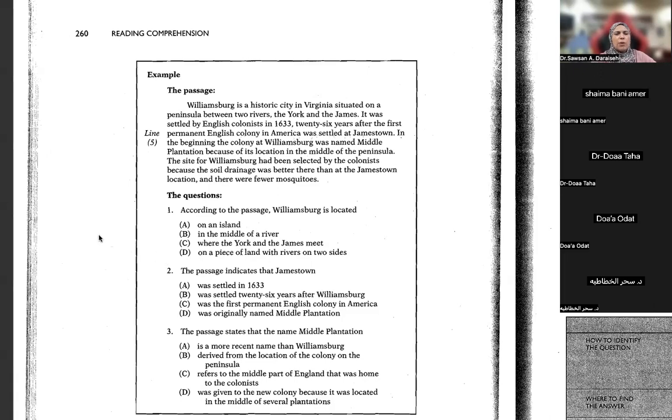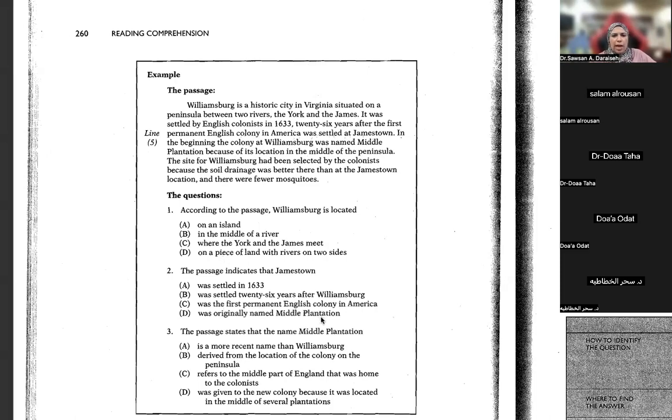One of which is the correct answer? Good. D? Yes, it's D. Because listen, guys, between the two rivers, on a piece of land with rivers on two sides. When we say a river on this side and a river on this side, it's in the middle. That's why it is called, look, if you read it, Middle Plantation, because of its location in the middle. So it's in the middle of the peninsula. There is one river here and one river here, and it's in the middle. Okay? This is why it's D.